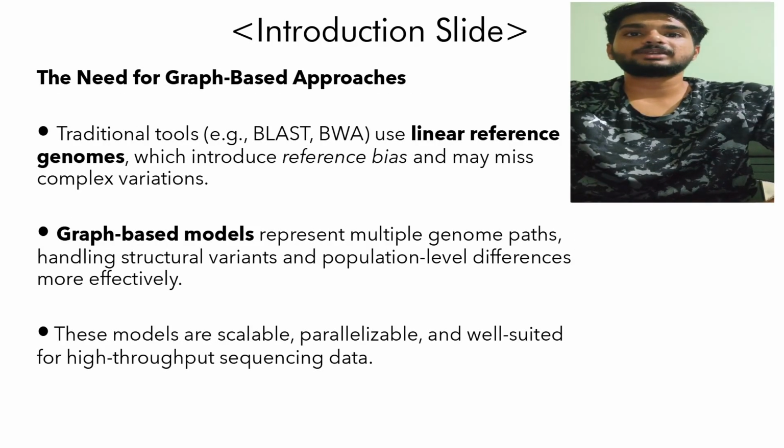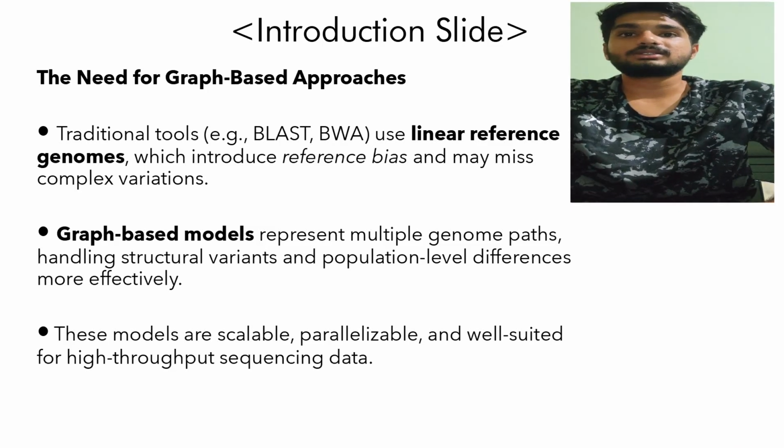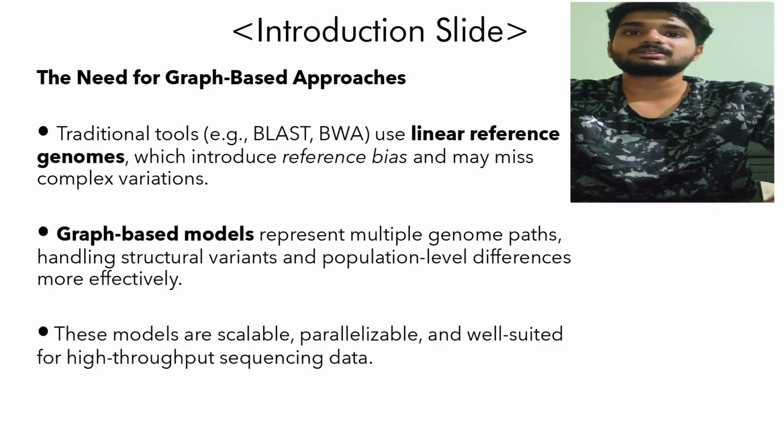Traditional tools like BLAST or BWA align test sequences to a linear reference genome. This method assumes there is only one correct path or sequence, which introduces reference bias, and this can also cause the tools to miss complex or rare variations.